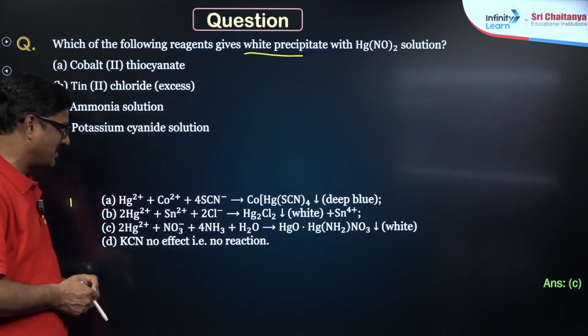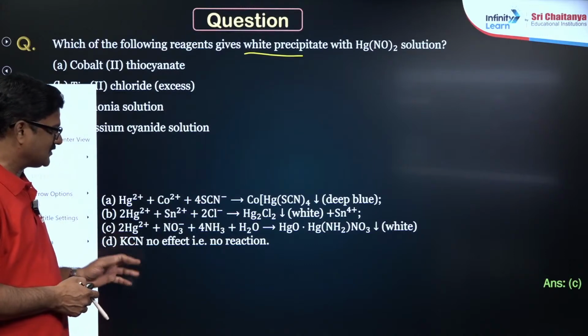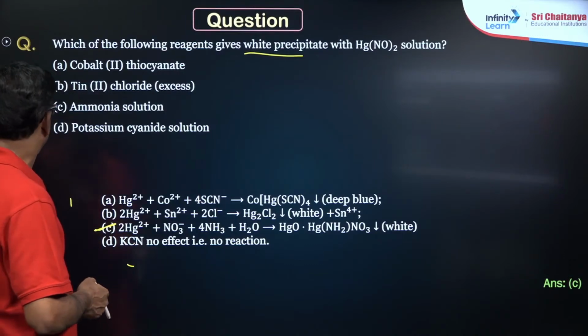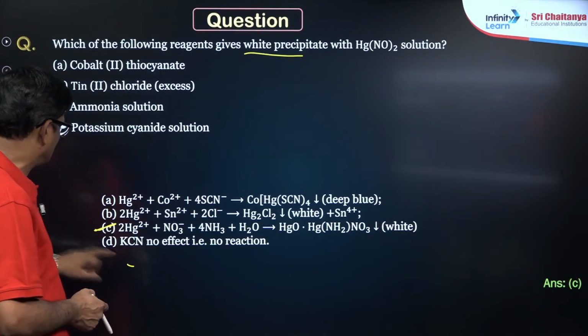Okay, it is a sublimating precipitate. HCN has no effect, that is, no reaction at all taking place. So the answer for this question is going to be here.